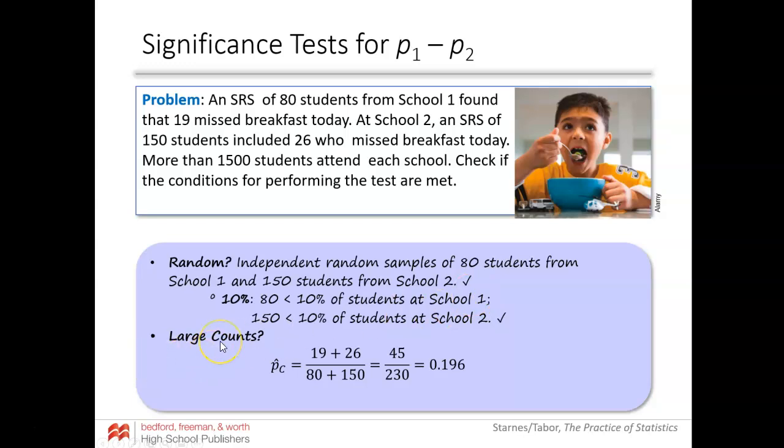Now for the large counts condition, the first thing you have to do is find that combined proportion, because remember we need that statistic for our calculations coming up in a moment anyway. So the first thing we have to do is find this pooled proportion value. So 19 and 26 added together is 45, over the total number of students sampled for the two schools, and they got this new proportion of 19.6% or 0.196.